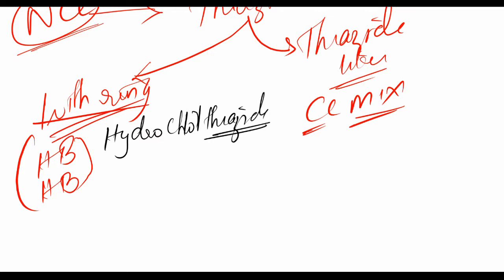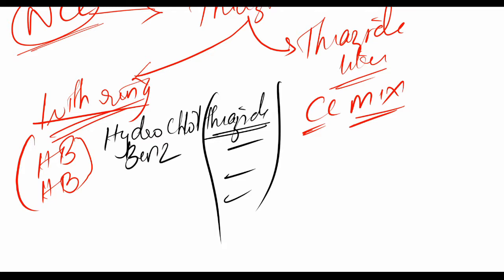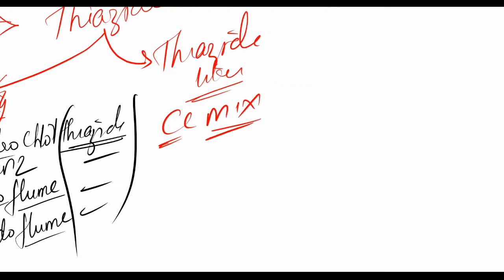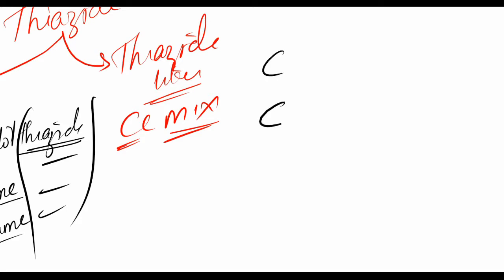Thiazide is the common suffix for all the drugs from here on out, so I'll just omit that. Benzthiazide, hydroflumethiazide, and bendroflumethiazide. So 2 flumes and 2 hydro. So it's easy to remember. It's not that difficult. Now coming to thiazide-like diuretics, C mix.